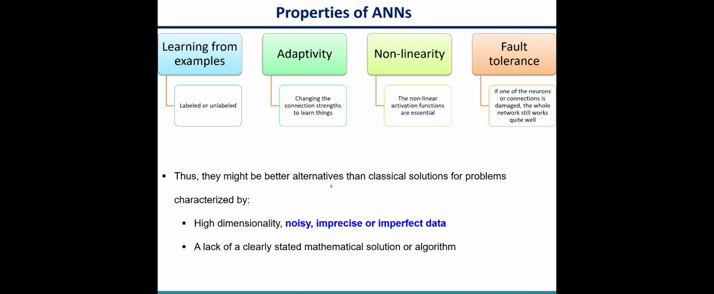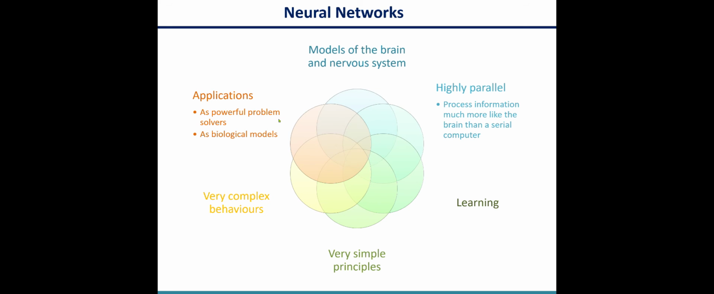So they might be a better alternative than classical solutions for problems characterized by high dimensionality, noise, imprecise or imperfect data, and a lack of clearly stated mathematical solutions or algorithms. Neural networks are modeled on the brain and nervous system: highly parallel, processing information much more like the brain than a serial computer. Learning is a very simple principle but with very complex behavior. So the application is a powerful problem solver and a biological model itself.